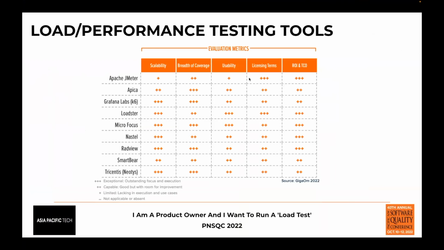I wanted to share with you stats from a GigaOM survey, of some of the common or popular open source and commercial cloud-based load testing tools that are out there. There are a few other charts on this, but this one was quite particular and relevant to our white paper, the middle usability column. Most of the tools fall into this capable, good but with room for improvement column. I think that's quite the general experience we have as well. There are a few marked as exceptional, outstanding focus and execution, but as you can see, usability is not a big strength of this software.